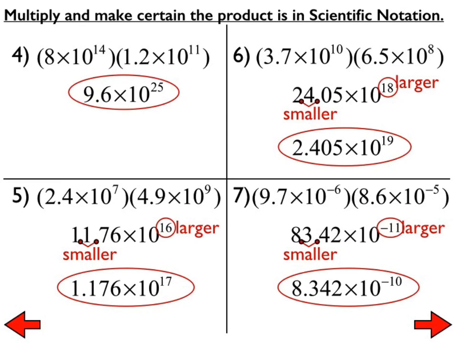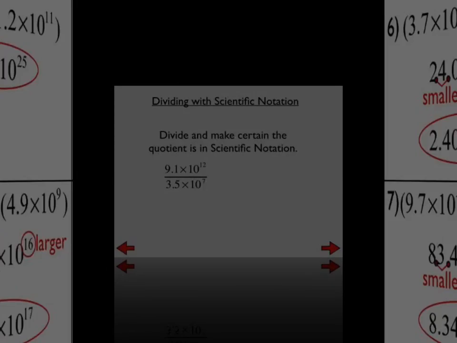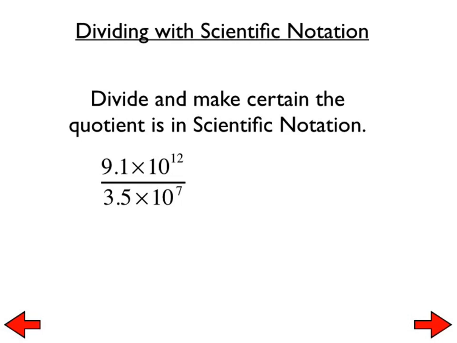All right, so now we shift our focus to dividing numbers that are in scientific notation. And this works really the same way, and it looks similar to ways that I was approaching some dividing or division exponent problems last week. I'm going to break it up into the 9.1 divided by the 3.5, and then the 10 to the 12th over 10 to the 7th.